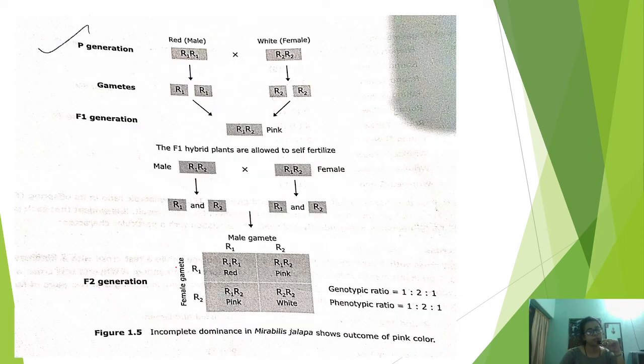An example is Mirabilis jalapa, a plant in which a red male flower was taken and a white female flower was taken and a cross was made between them. But the F1 progeny found was pink in color. Why did it happen? Because of incomplete dominance. Neither the red male nor the white female expressed to dominate the other. They did not dominate each other. That's why a totally new variety of plant was formed, the pink colored plant. And when he made a cross between them, he found in the F2 generation a ratio of 1:2:1.